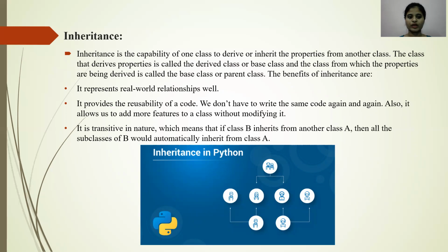The benefits of inheritance are as follows. It represents real-world relationships very well. It provides the reusability of code. We don't have to write the same code again and again. It also allows us to add more features to a class without modifying it. It is transitive in nature, which means if class B inherits from another class A, then all subclasses of B would automatically inherit from class A.